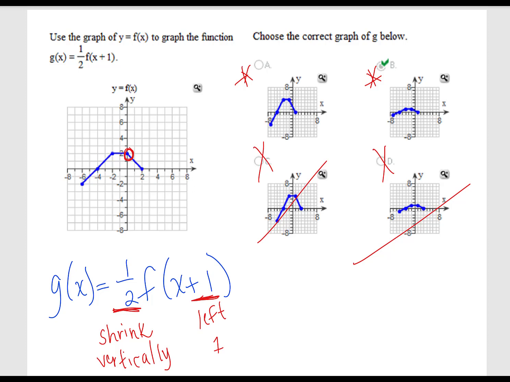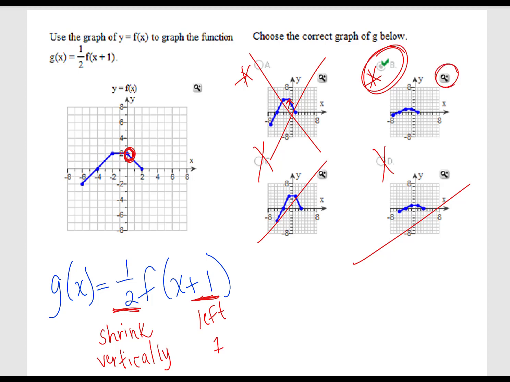What I'm looking for is that it shrinks vertically. And so here we see 0, 2. Well, now this one is at negative 1, 4. So my y actually went up on this one, so it would not be that one. But here, my y for this coordinate, after it moved to the left 1 unit, dropped down to 1, which would be half of 2. So that's why B would be my answer.